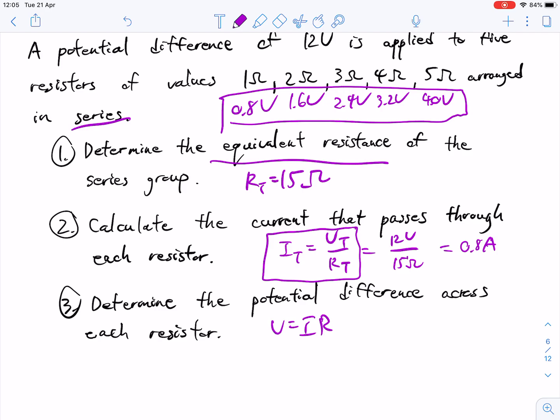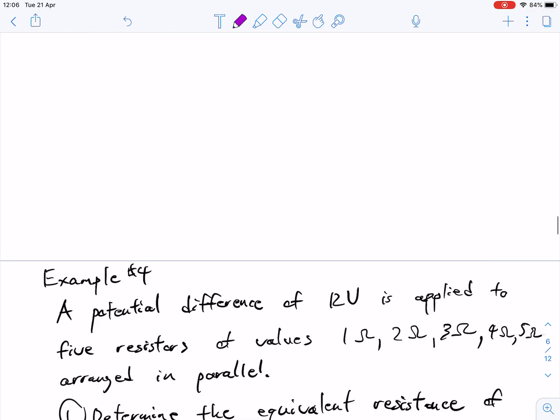And all of that should add up to 12 volts. So I'm going to verify my answer. 0.8, 1.6, 2.4, 3.2, 4. Yep, that's 12. Okay, so it allows you to verify your answer as well.